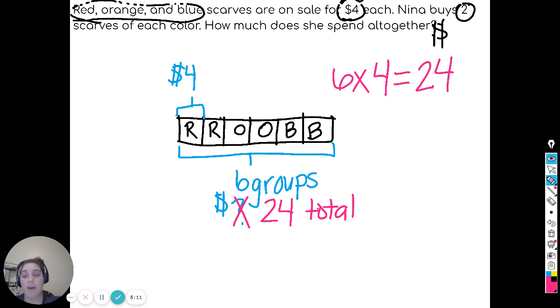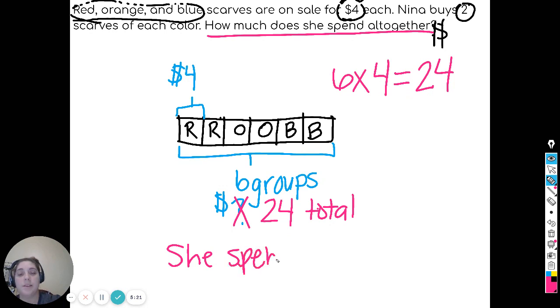Okay, so now I have to put that into a word sentence. The question again is, how much does she spend altogether? So I'll write, she spends $24. And there's the answer to our application problem.